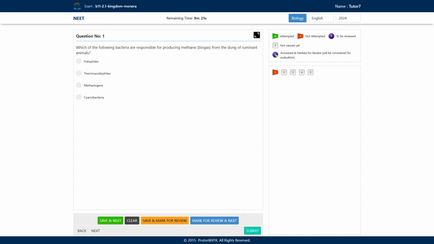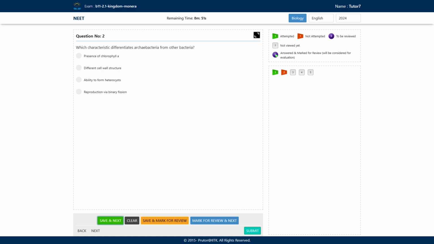What will be the correct answer? Here the correct answer will be methanogens. Methanogens have the capability to produce methane, which is a major component of the biogas. They are usually present in the gut of the ruminant animals such as cow and buffaloes.